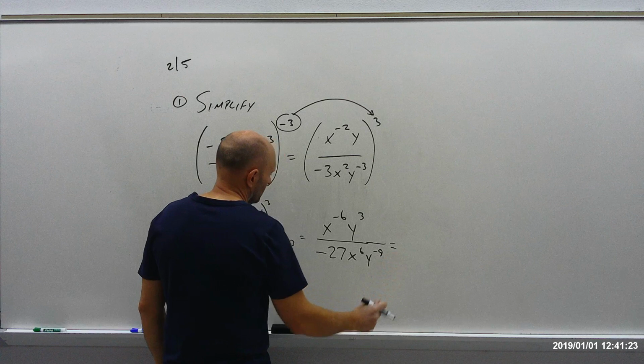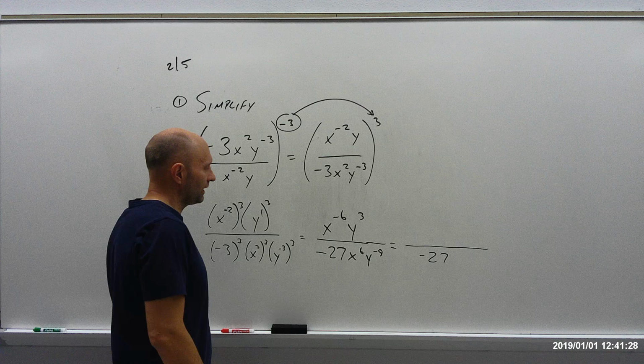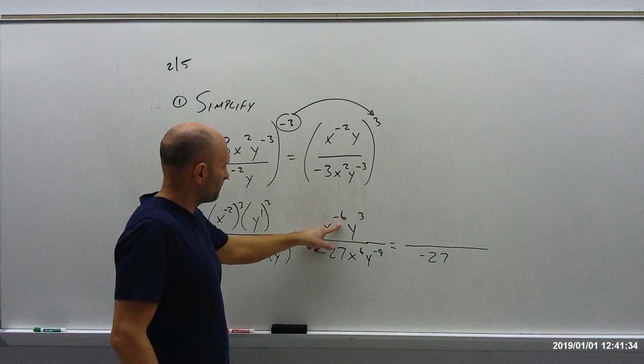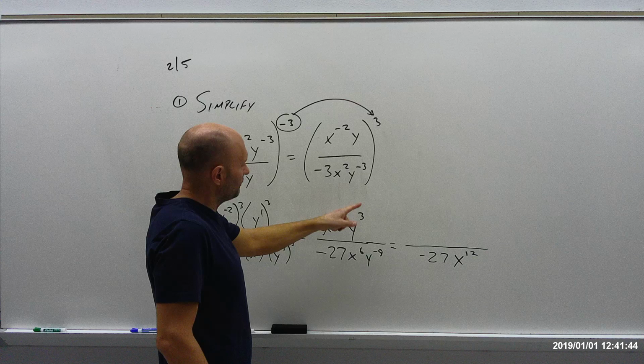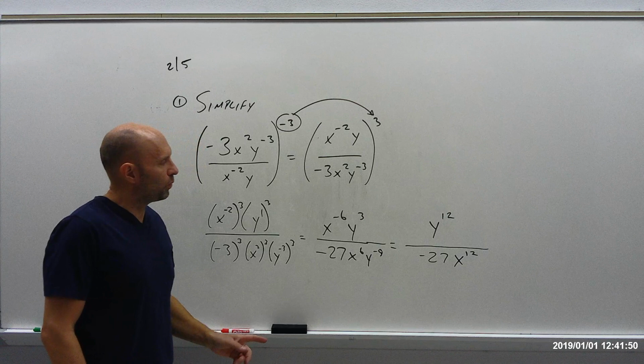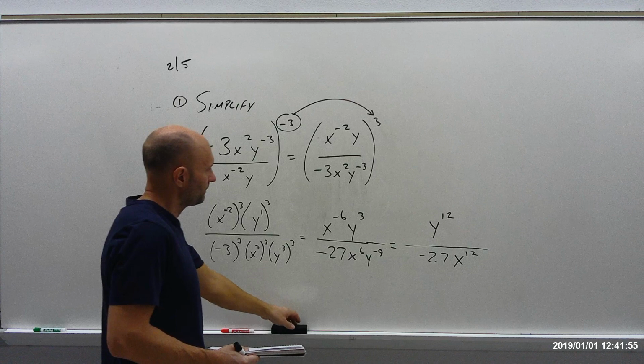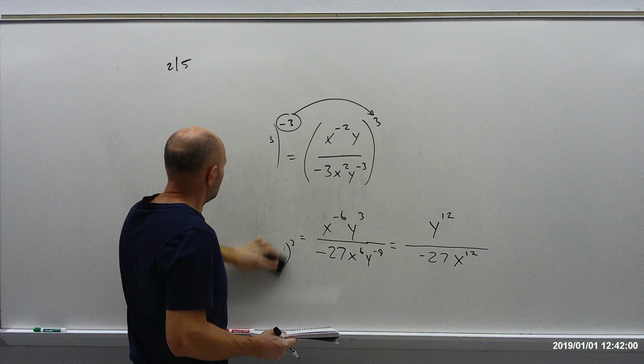So again, the number part is not going to move. So negative 27 is going to stay in the denominator. Bigger number for x is in the denominator. 6 minus the negative 6 is like 6 plus 6, which is 12. And for the y terms, the bigger number is in the top, 3 minus a negative 9 is like 3 plus 9, which is also 12. So your final answer should be y to the 12 over negative 27 x to the 12. If you want to move the negative in front, that's fine, but if you leave it like that, that's fine. That would be good for full credit.